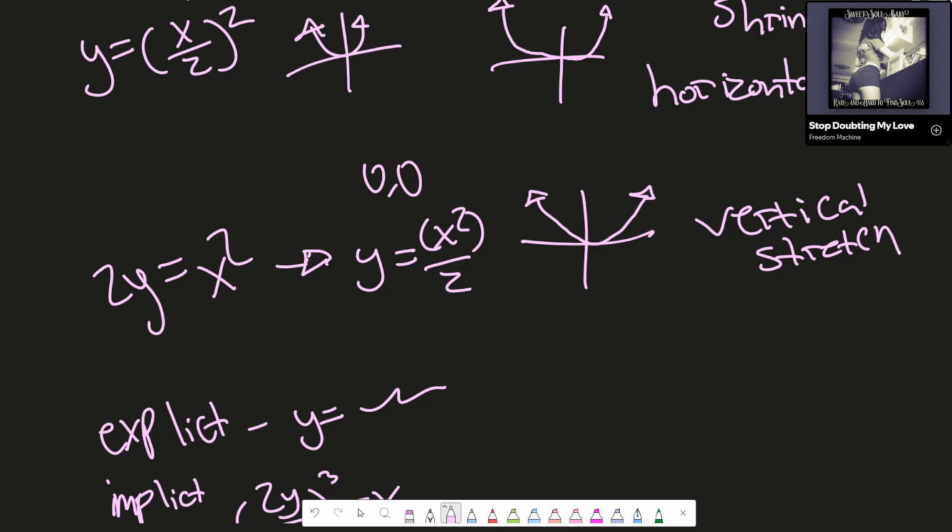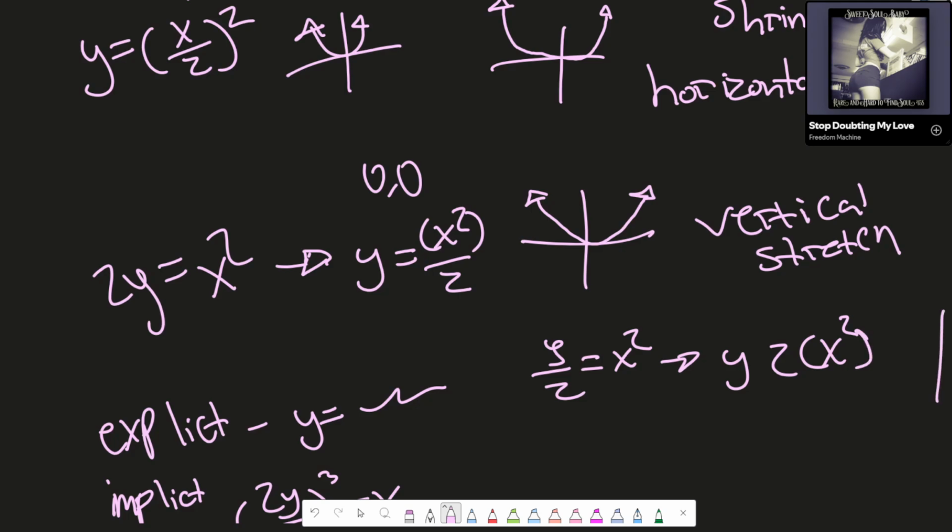Then we have a vertical shrink, which is when, let's say, we have y over 2 equals x squared. When making explicit, we get y equals 2 times x squared. And this, once again, speeds the graph up. However, the y values are being affected here, and whatever roots would have been here remain the same. And that's how you know it's a vertical shrink.